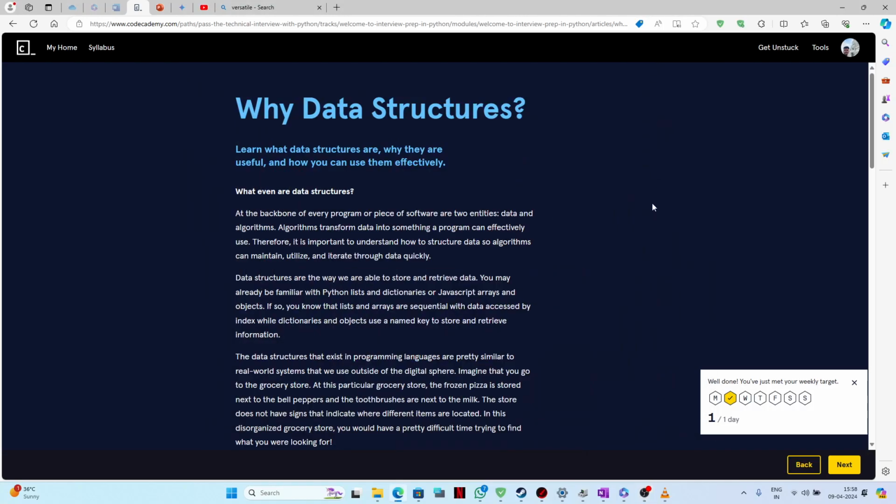And then next is why data structures. Why do I have to study? Why do I have to learn? A lot of questions. Okay, let's come to the concept. There are lots of questions in life which may be unanswered. Okay, why data structures?